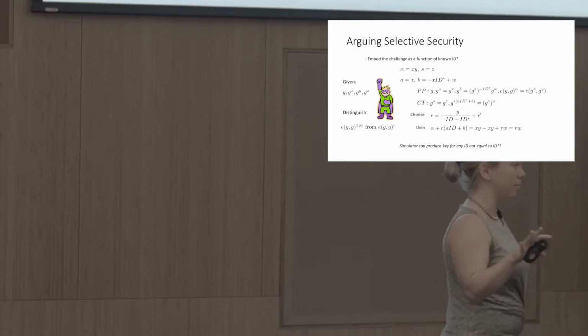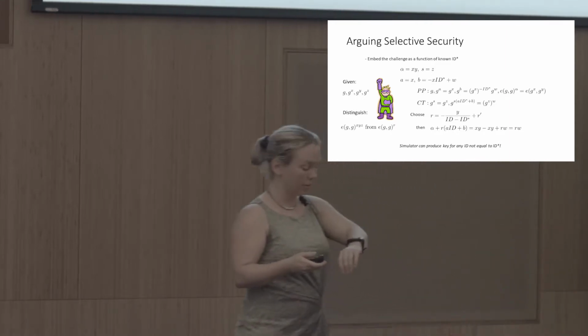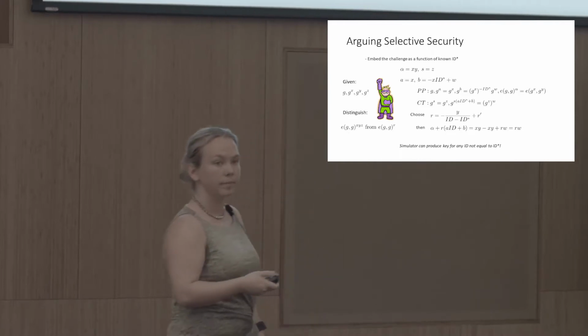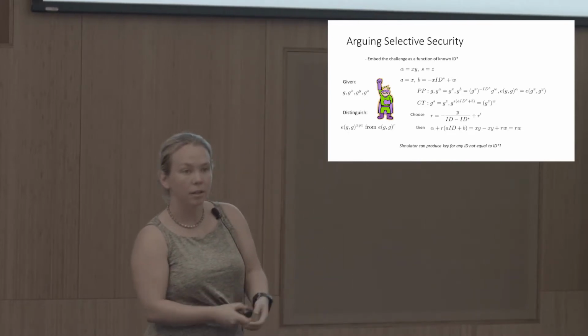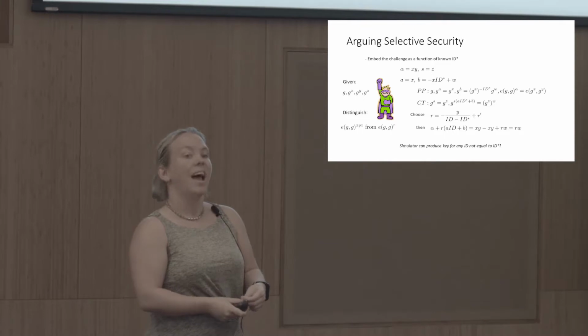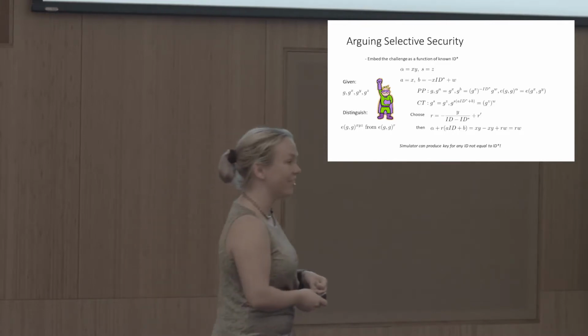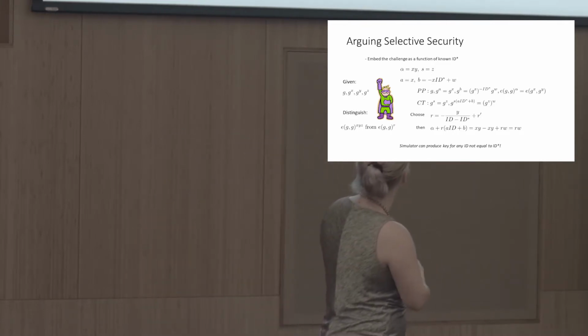Other questions about this before we move on? What happens if you just assume an ID star? Sorry? Can you just randomly pick an ID star and hope for the best? Excellent question. Which brings me to our next question.